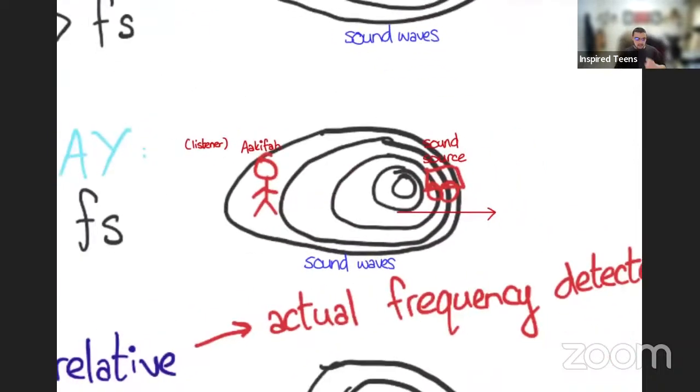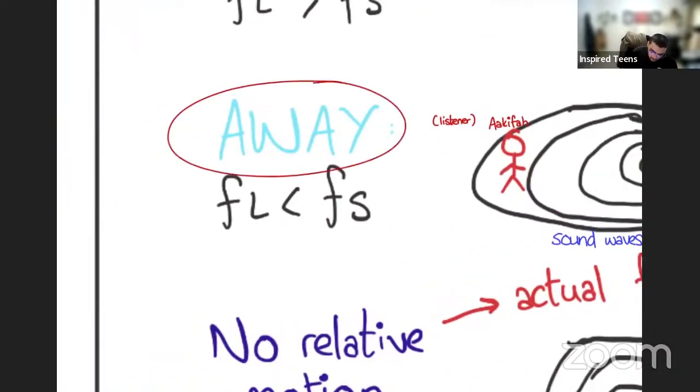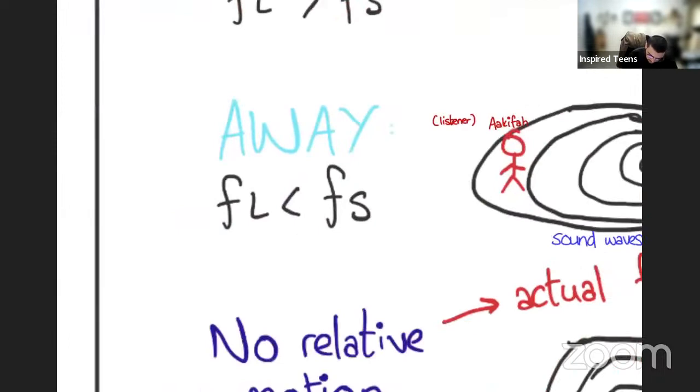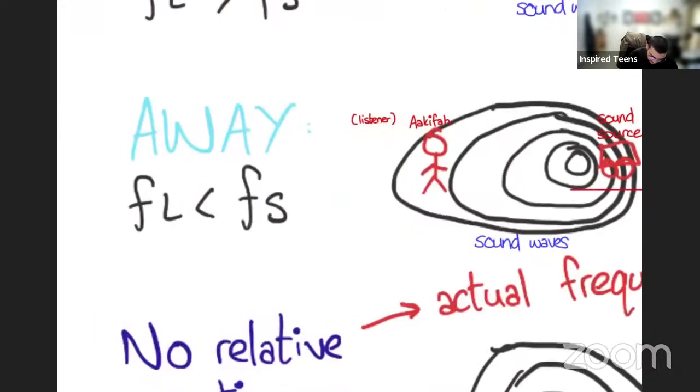Okay, and yes, this diagram shows how the sound waves behave when a sound source is moving away. The waves become more compressed towards the sound source. So you can notice a pattern. The sound waves become more compressed towards the one with the higher frequency, and we know that when it's moving away, the frequency of the listener is less than that of the source. So meaning the source has a higher frequency than the listener.